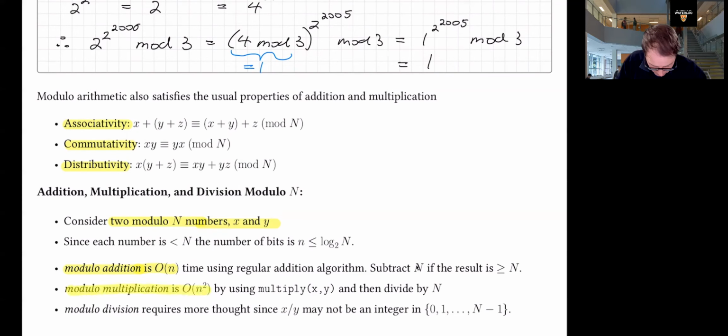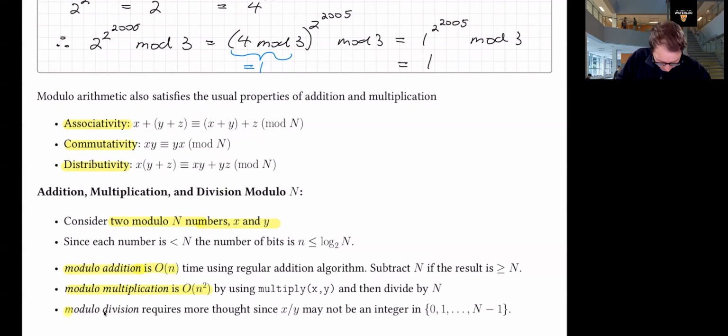Modulo multiplication is an order n squared operation where I use the multiply algorithm to get a number. That's going to be too big in general, like it won't be a mod N number. And so then I run my regular division algorithm afterward and find the remainder. So I run the multiply algorithm, and then I run the division algorithm to divide by N and find the remainder r. And that's the result of modulo multiplication.